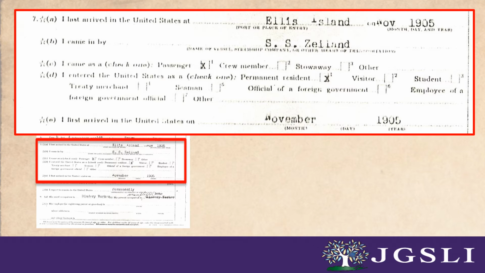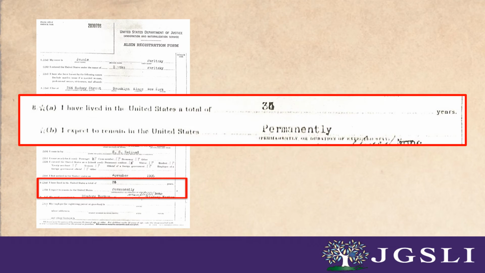They're also asked if they came to the United States as a passenger, crew member, stowaway, or other. And then they're asked what was the purpose of their arrival. For example, as a permanent resident, a visitor, a student, etc. Finally, they're asked the date that they first came to the United States. This date and the most recent arrival date could be different. Number 8. Question 8 asks how long they've been in the country and how long they expect to remain here. For our immigrant ancestors, they would have answered permanently.